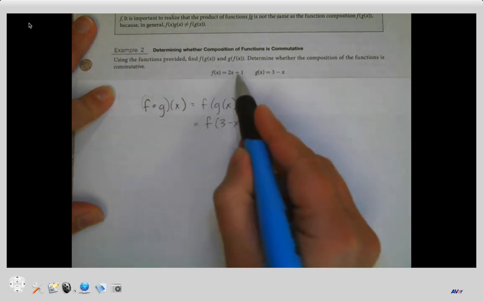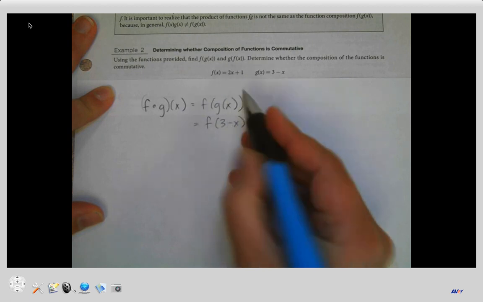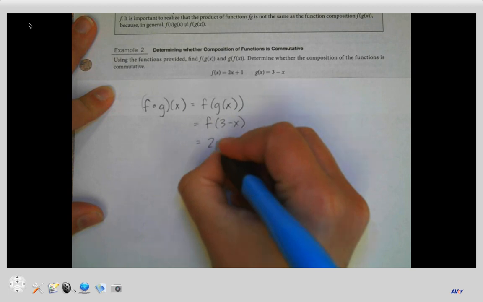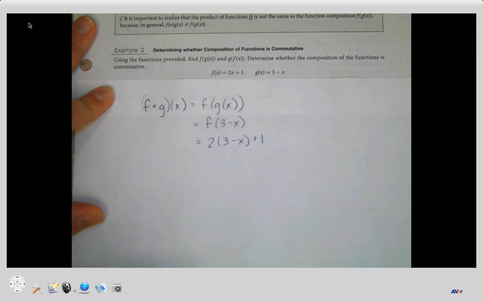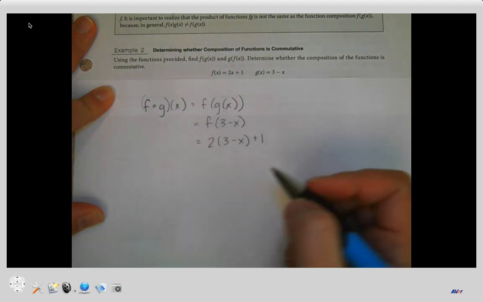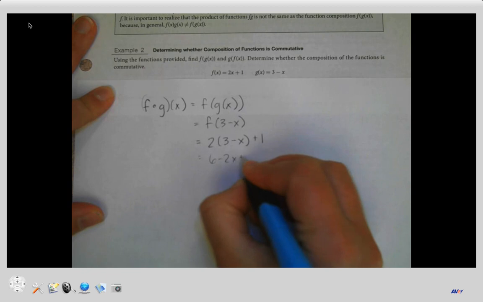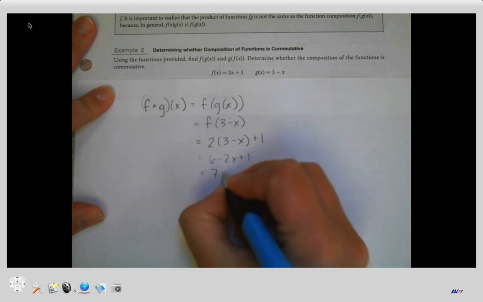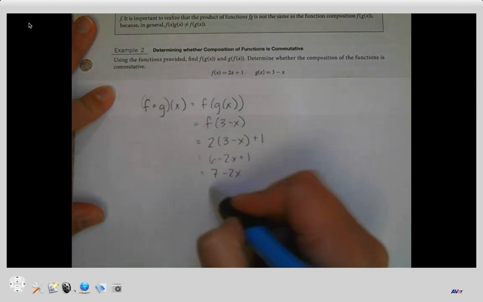Well, here's our function f. Anywhere there's an x here, we're going to replace it with the expression 3 minus x. So it's going to be 2 times 3 minus x plus 1, right? Okay, now we just have algebra. We just got to be careful. We distribute. We get 6 minus 2x plus 1. We get that that's equal to 7 minus 2x. Okay, so that's f composed with g of x. We've made a new function here.